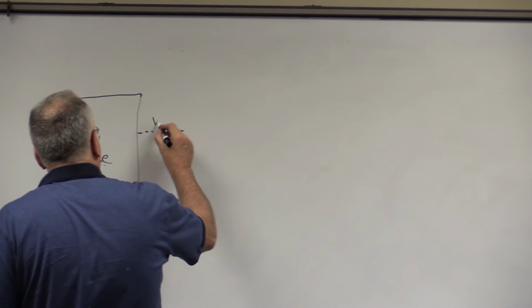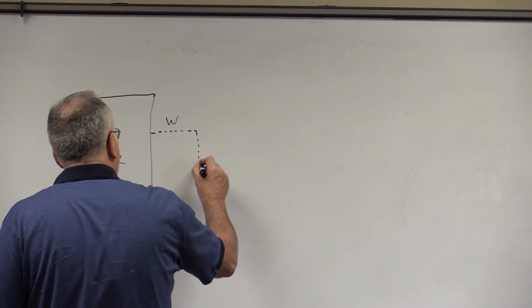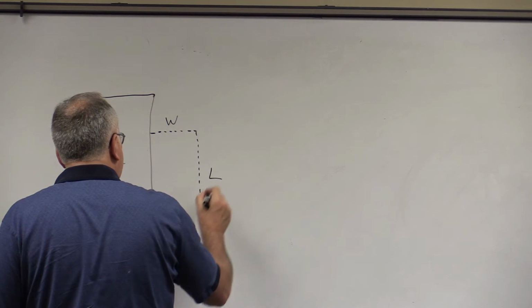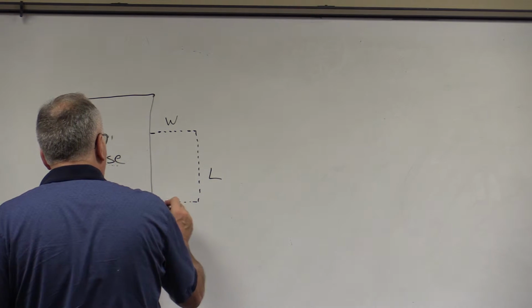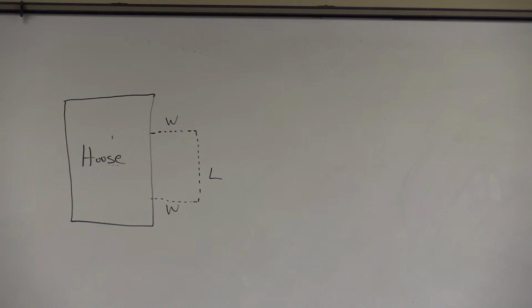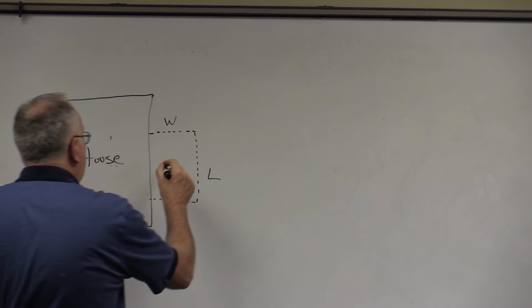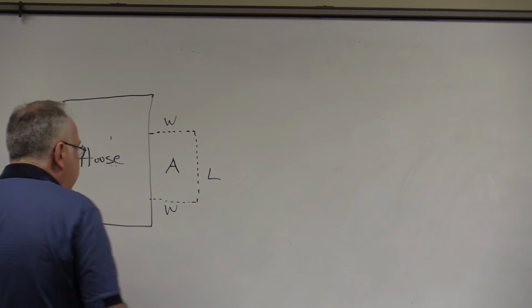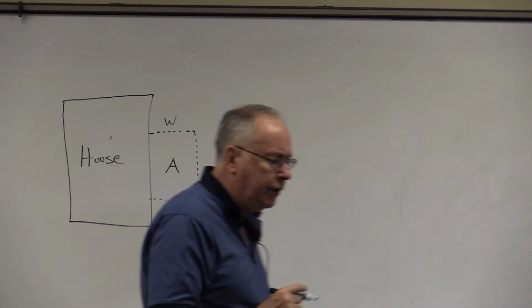So here is the fencing. This is a width. We'll call this the length. And here's the other width. You want to maximize the area of this garden. So how do you set this up as a Lagrange function?